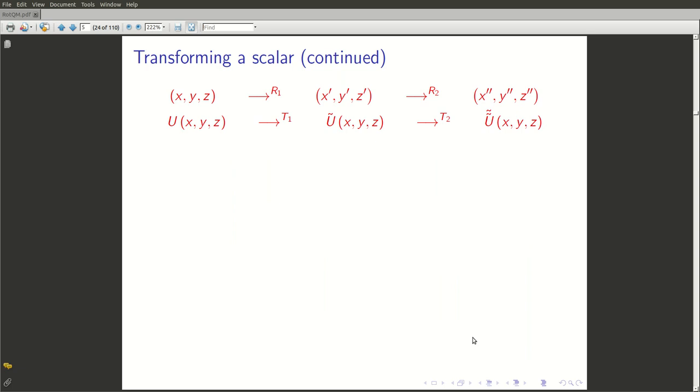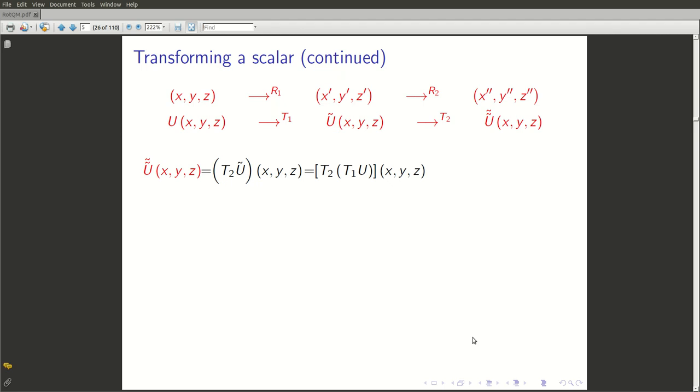So that's the scenario. xyz is going to x prime, y prime, z prime under R1, and this is in turn going to x double prime, y double prime, z double prime under R2. On the other hand, in function space, at the very same time, what happens is u of xyz goes to T1 u, which we call u tilde of xyz, and that in turn goes to T2 of u tilde, that is u double tilde of xyz. So u double tilde of xyz is T2 of u tilde of xyz. Remember, u tilde itself was T1 acting on u, so this is really T2 acting on T1 u of xyz.